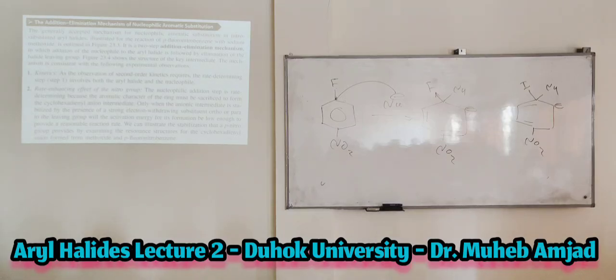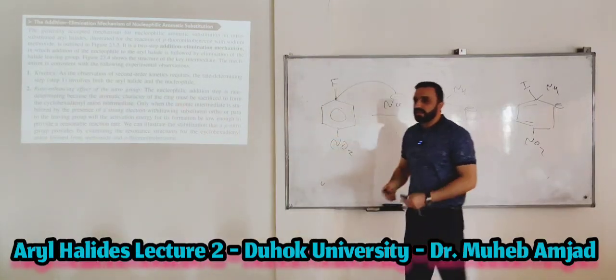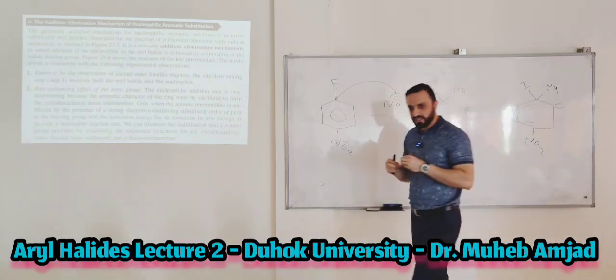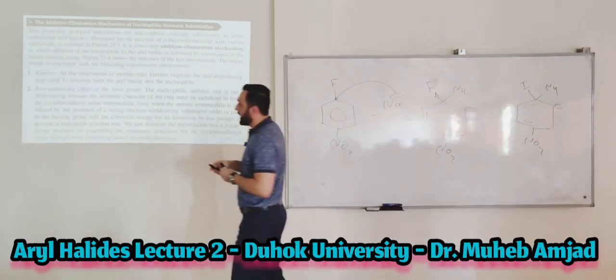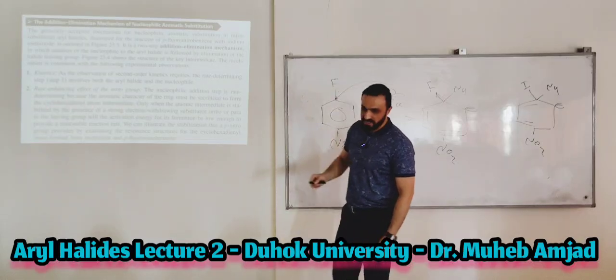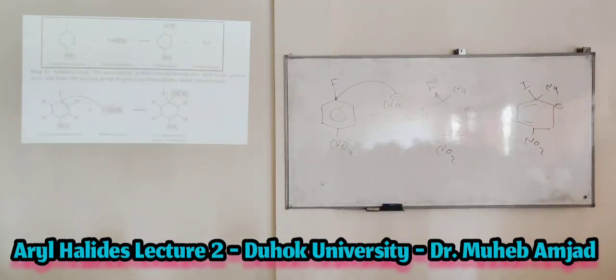So the nucleophile addition step is the rate-determining step. For the aromatic ring, we will lose the aromaticity of our system and give you a cyclohexadienyl anion intermediate, as I explained. I will show you in the figure.